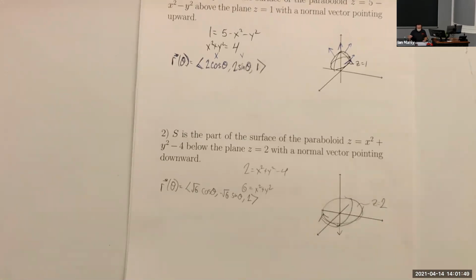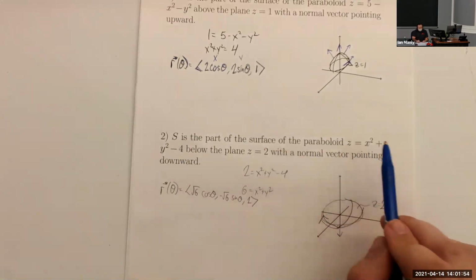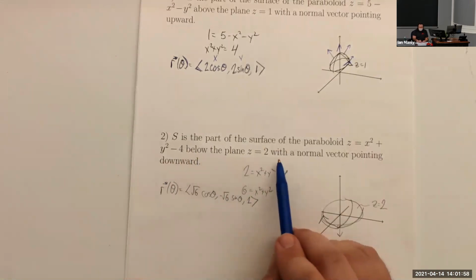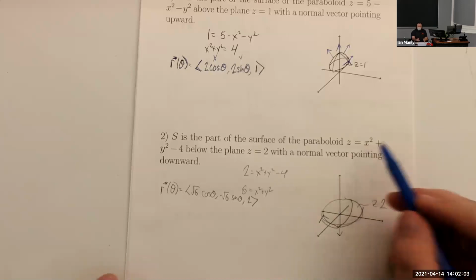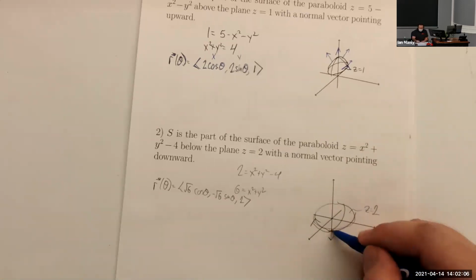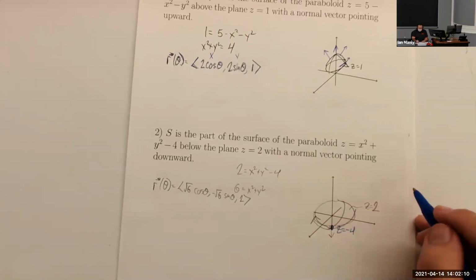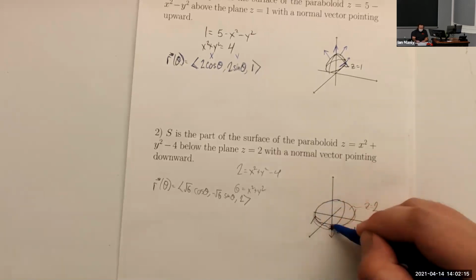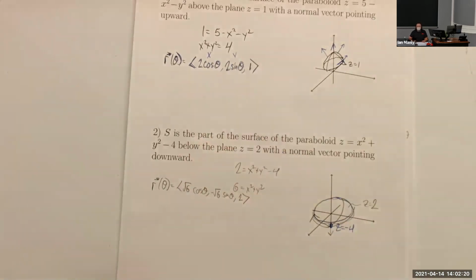So let's do another example here. S is the part of the surface of another paraboloid, z is x squared plus y squared minus 4, and below the plane z equals 2, with a normal vector pointing downward. So this time we have a parabola that's opening upwards, but it starts down here at z is -4. And then it's bounded above by z equals 2. So just like last time, with the intersection between a paraboloid and a plane, we're going to end up getting a circle.